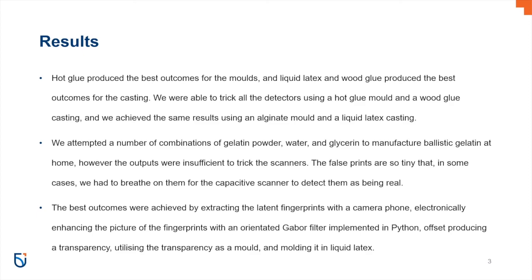The best outcomes were achieved by extracting the latent fingerprints with the camera phone, electronically enhancing the picture of the fingerprints with an oriented Gabor filter implemented in Python, offset printing it onto a transparency, utilizing the transparency as a mold and molding it in liquid latex. Using this method, the optical sensors were simple to trick. The rubber gloves and fingerprint ink method also functioned with capacitive and ultrasonic detectors.